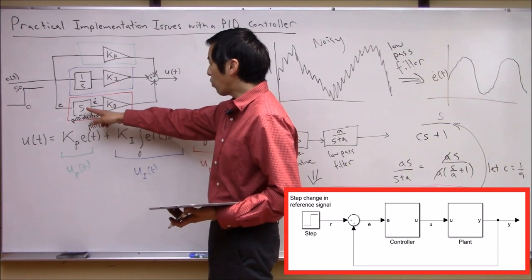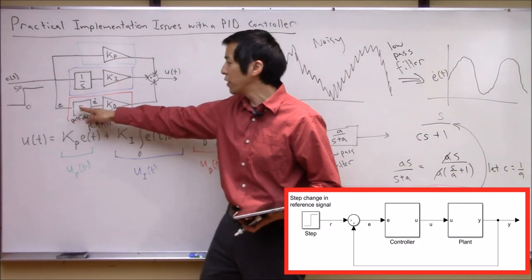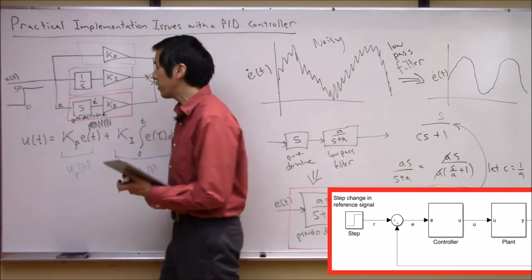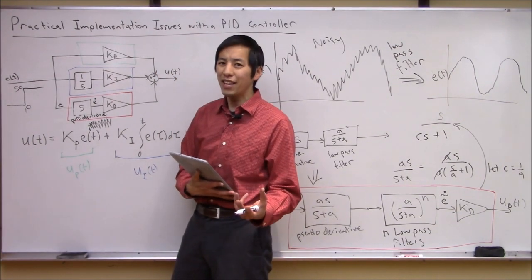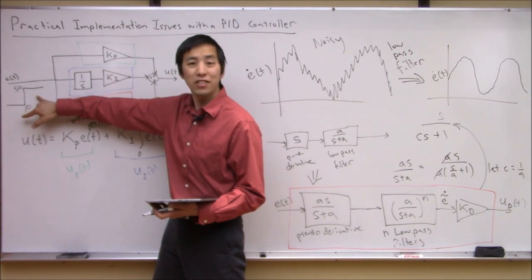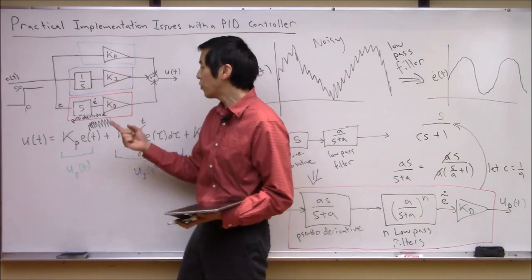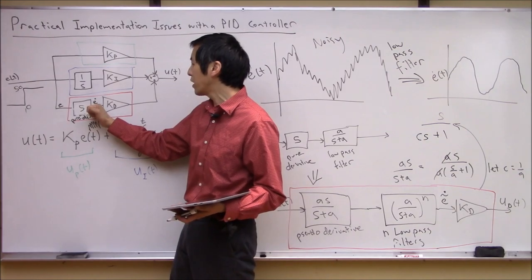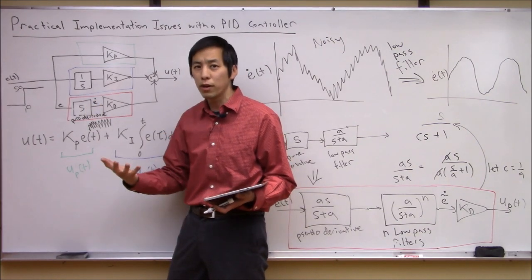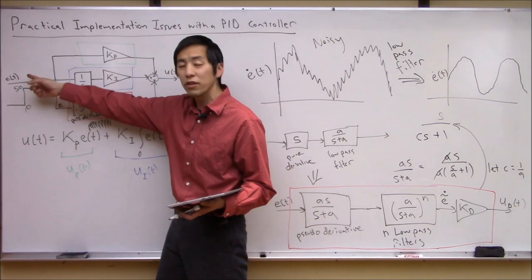Now, think about what's going to happen if you try a pure derivative on this signal. What's the derivative of this signal at the time the step change is introduced? Isn't that infinite, right? Because it's a discontinuous jump. So mathematically, you could potentially have real issues if you try to implement this as a pure derivative or as a numerical derivative, because the slope here is infinite.